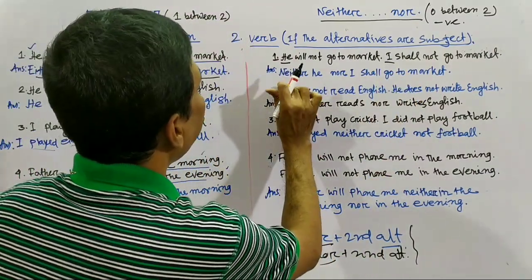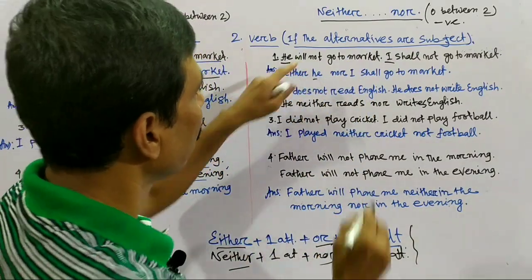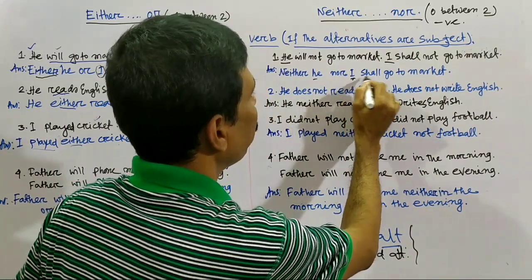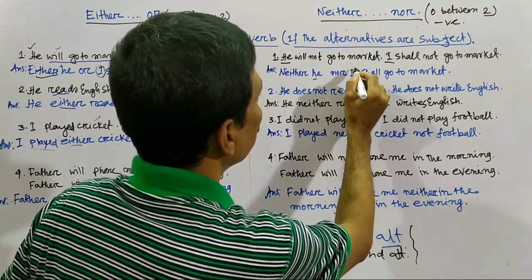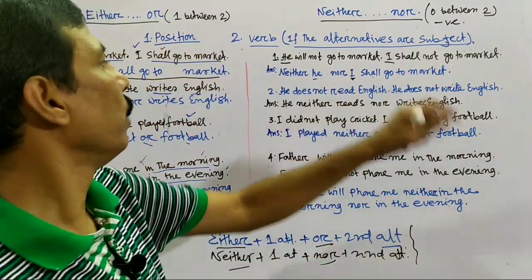So at first I write neither he nor I. Here again, who is the subject? The nearest subject, I. So the verb follows the nearest subject. After I we use shall, not will. So, I shall go to market.